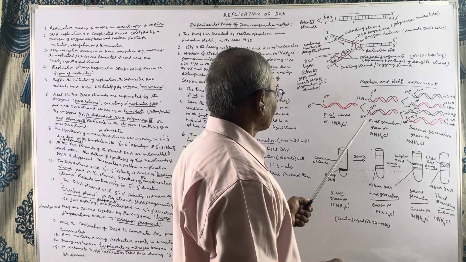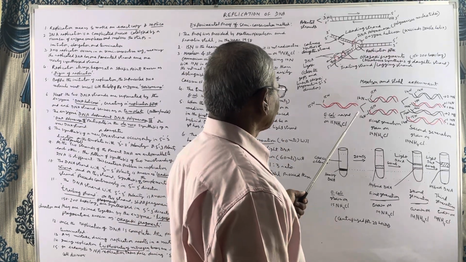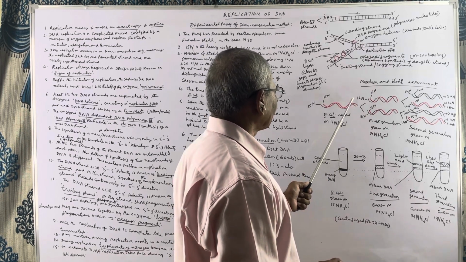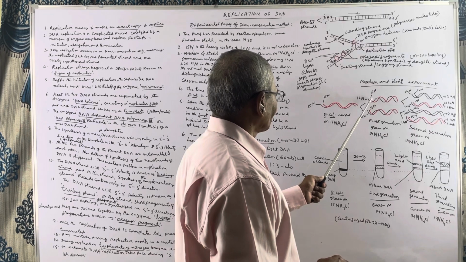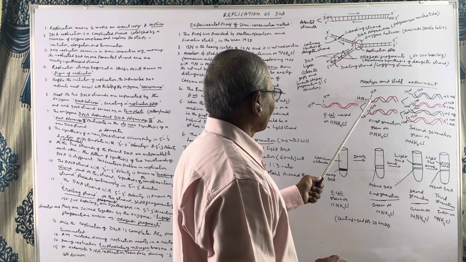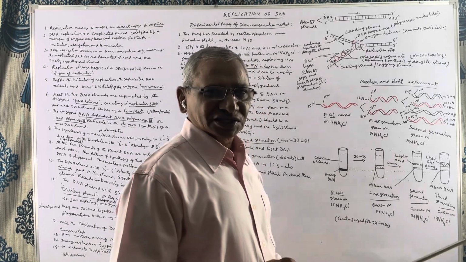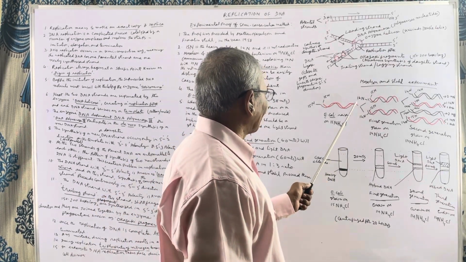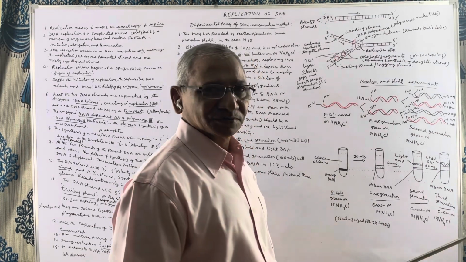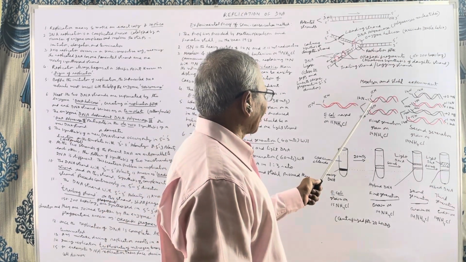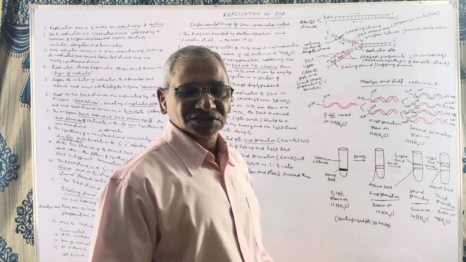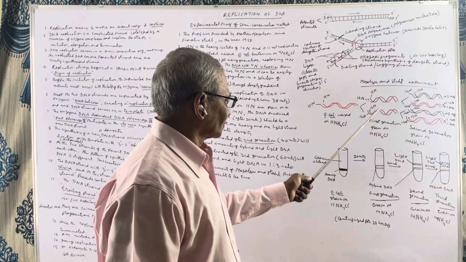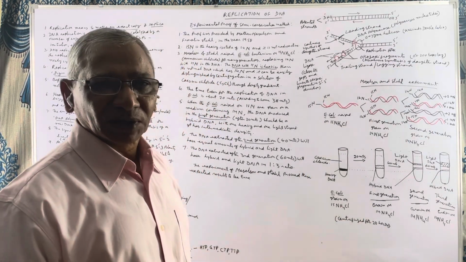In this process, I have told you it is a semi-conservative process. The two daughter DNAs produced by the parent DNA must have one parental strand and one de novo, newly synthesized strand, or a daughter strand. The parental strand inherited from the parent has 15N and the newly synthesized strand has 14N. It means the DNA is a hybrid one. First DNA is hybrid one.